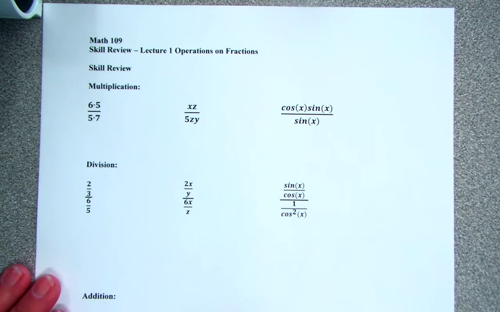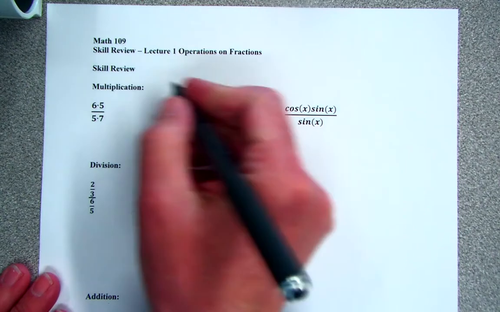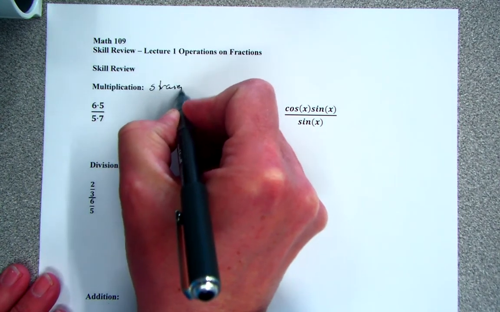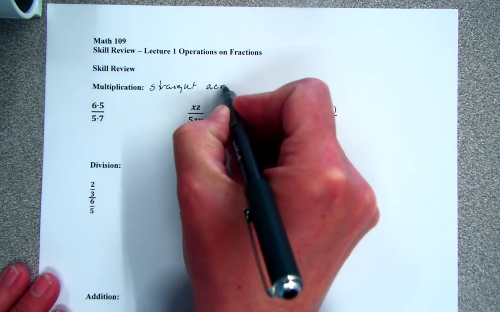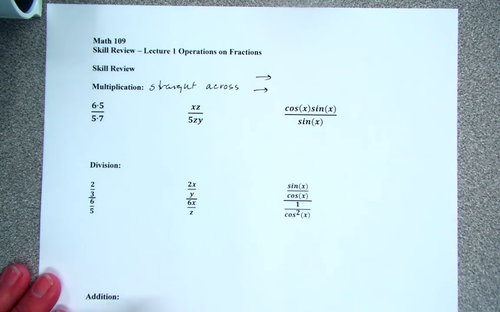In order to do the next section on trig identities, we have to remember some of our fraction operations. So we're just going to do a skill review. When you multiply fractions, you really multiply straight across. There's a reason for this, but we don't have time to go into that. But that just means you multiply the numerator and denominator.